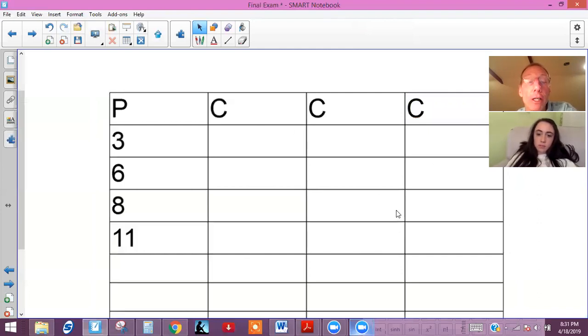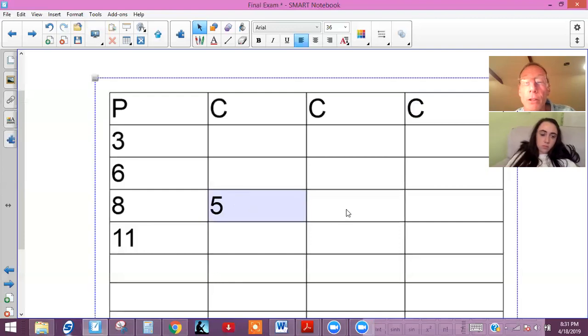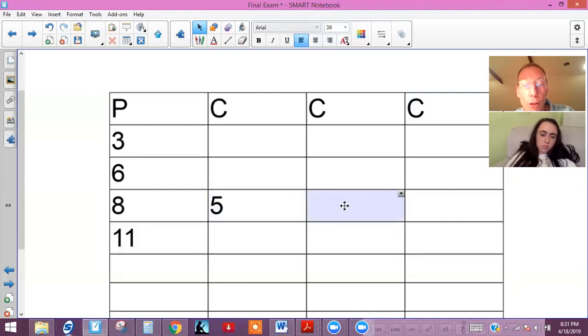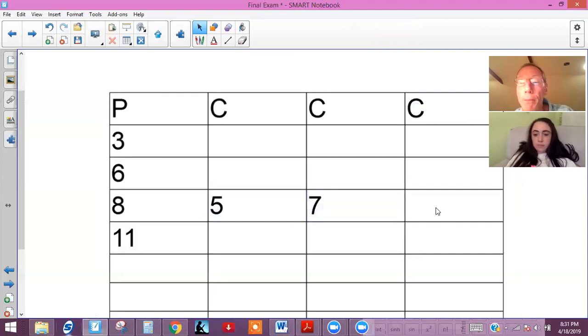So if you're looking at a demand curve, you're going to see this. This is going to actually be the curve, isn't it? Say at 8, consumer 1 bought 5 of them, consumer 2 bought 7 of whatever these things are, and consumer 3 bought 9, right?